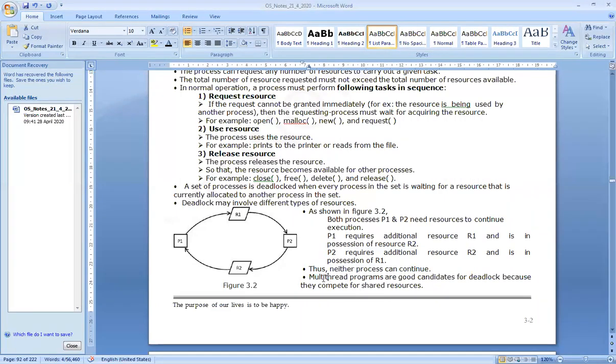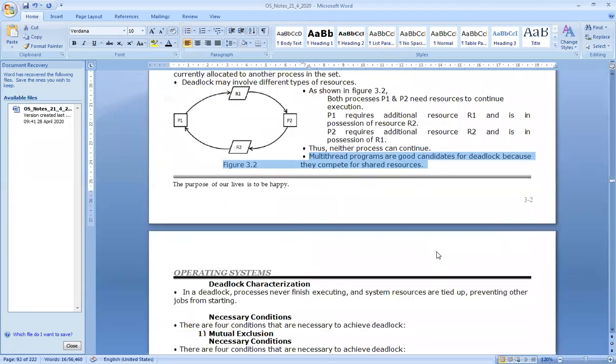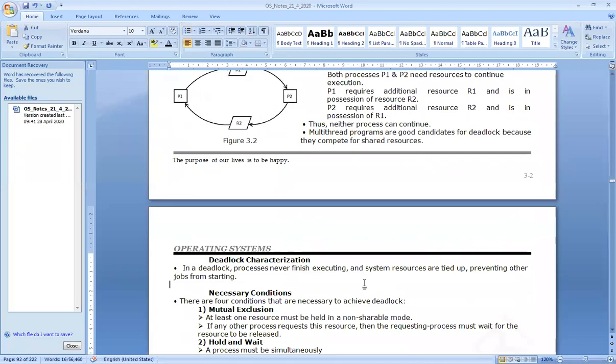Then, multi-thread programs are good candidates for deadlocks because they compete for shared resources. So when do we get this kind of deadlock situation? In multi-thread programming we can expect it more often. The deadlock situation is very common in multi-thread programming. That is the meaning. Next is deadlock characterization.